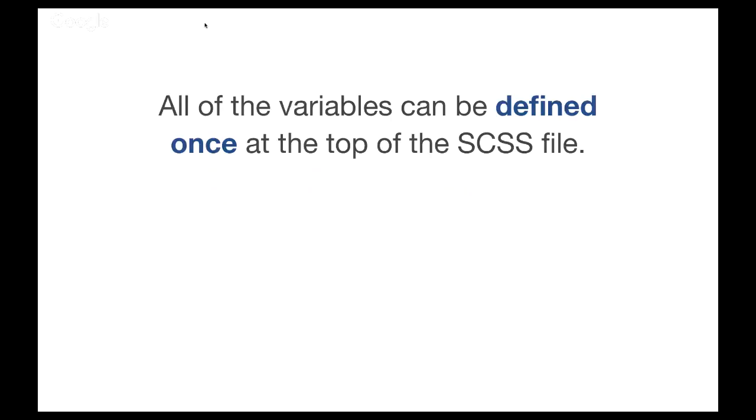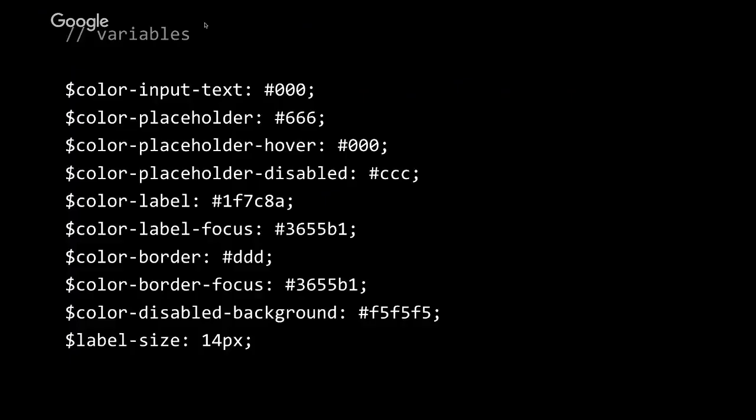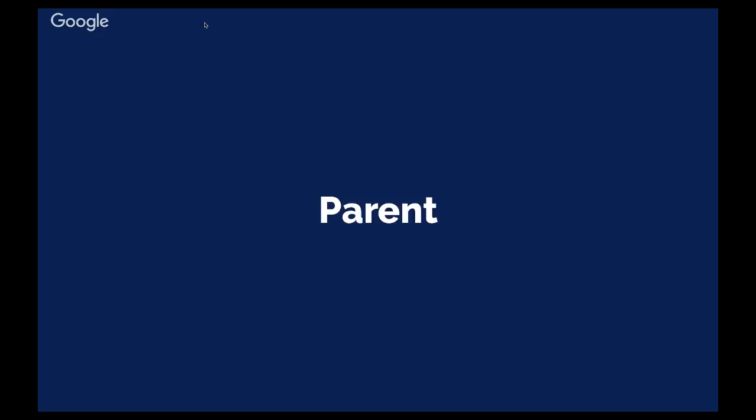So these are all the variables, and I define them at the top of the SCSS file. And you can see that they're pretty standard, but it allows me to abstract out all of the things that I might need, like color of the input text, the color of the placeholder when it's hovered or disabled, the color of the label when it's focused, and all the borders, and even the font size itself. You can set them to whatever you want, of course. Now let's look at the parent. How do we style the very first element?